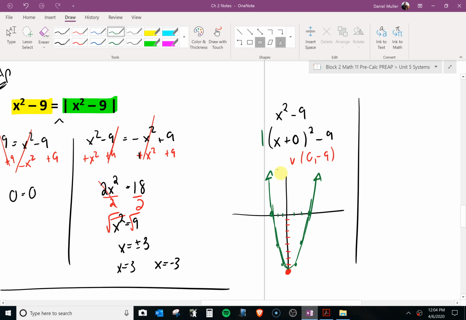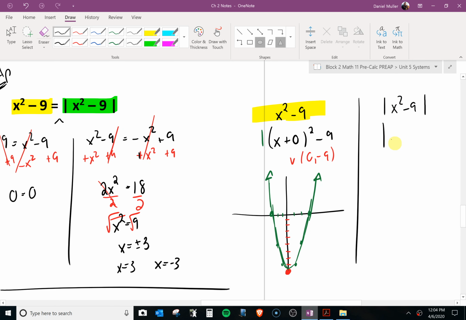And so we did that a lot in the last chapter. And that was this yellow, the left side that I graphed. Now I want to graph the right side, the absolute value of that.